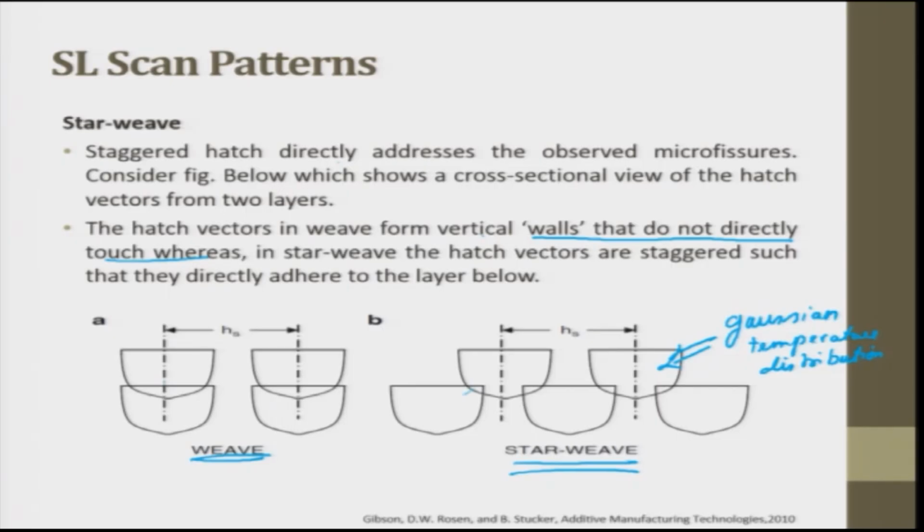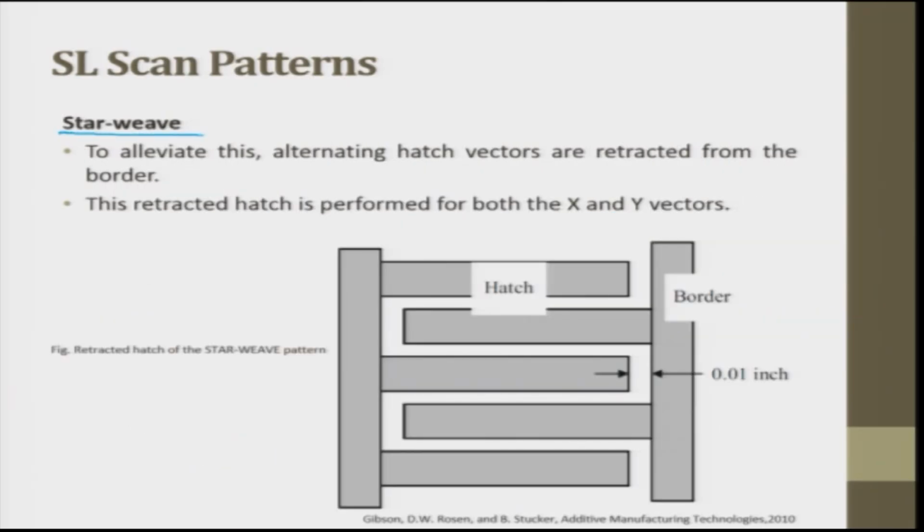Okay, temperature distribution. Star weave: the hatch vectors are staggered such that they directly adhere to the layer below. To elevate this, alternating hatch vectors are retraced from the boundaries. So from the boundaries alone, retraced from the boundaries. You can see these are the borders, these are the hatches which are done. This retraced hatch is performed for both X and Y vector. So what happens is, this is like a limiting end on both sides.